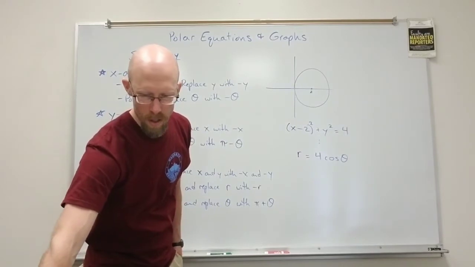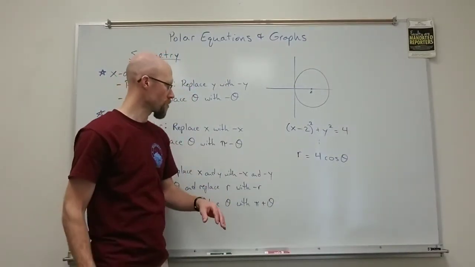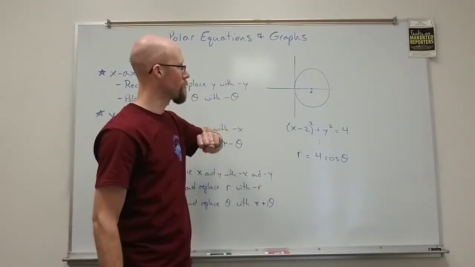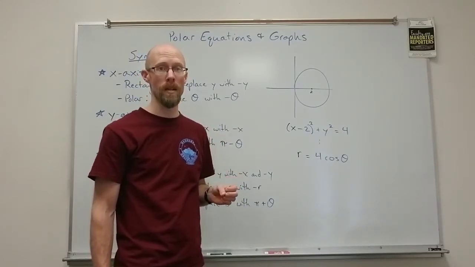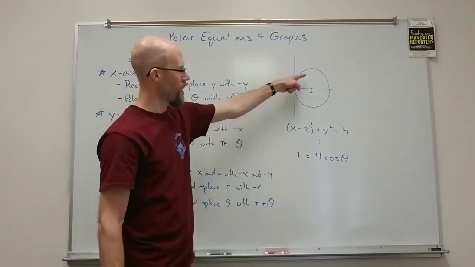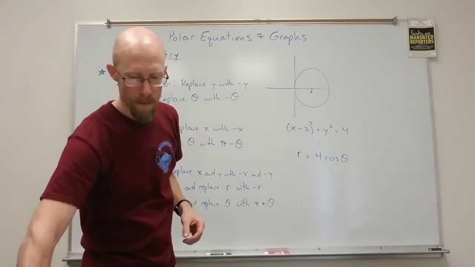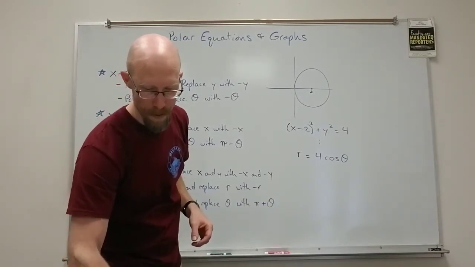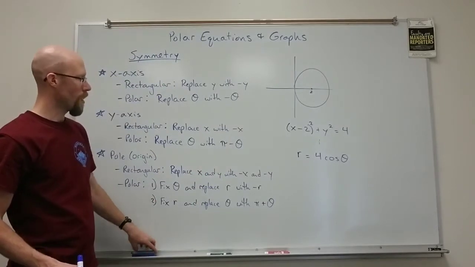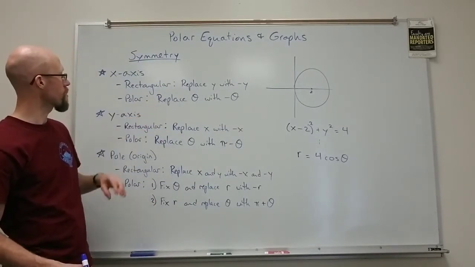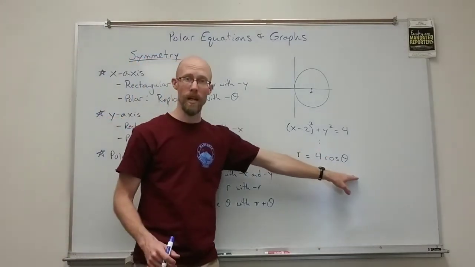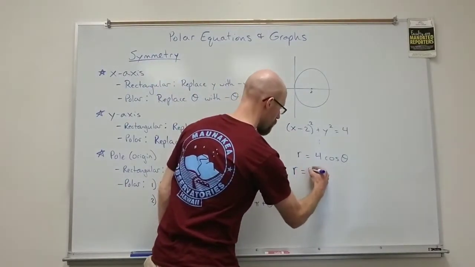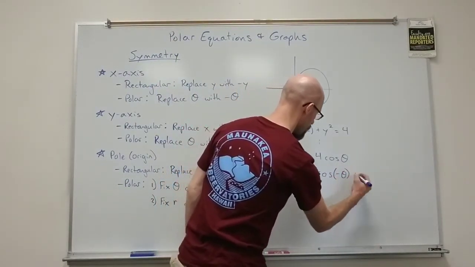And so in this example, if I were to check for some of these symmetries, obviously this circle has symmetry with respect to the x-axis only. It does not have symmetry with respect to the y-axis or the pole or the origin. Just double checking something here before I move on. Yep, that's right. And so we could check for x-axis symmetry simply by replacing theta with negative theta in the polar form. If I do that, r equals 4 cosine of negative theta.